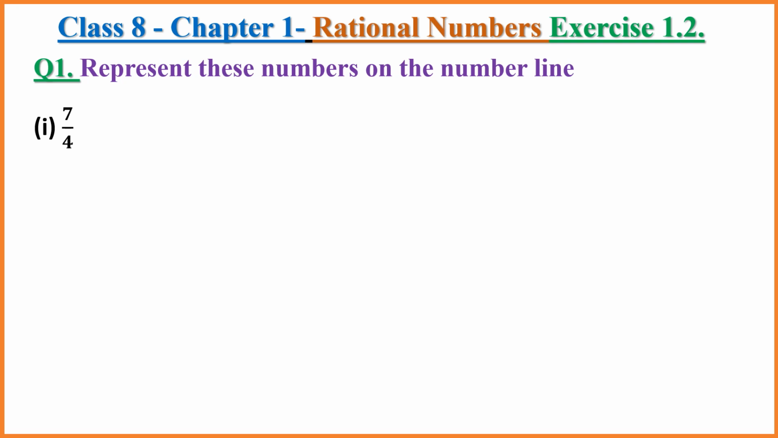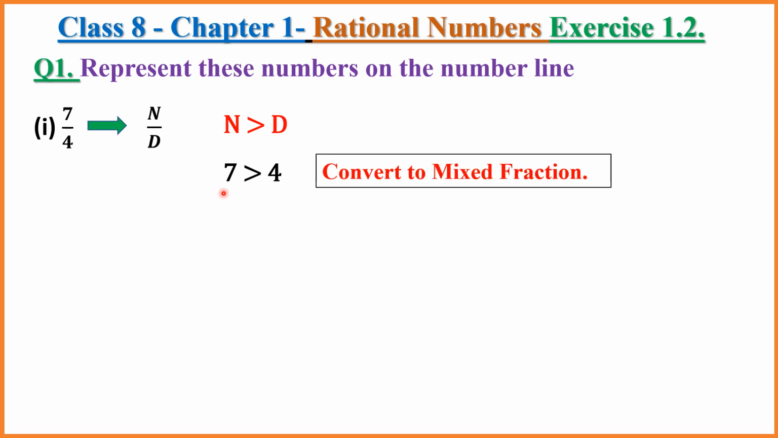Today we shall see class 8, chapter 1, rational numbers, exercise 1.2. Question number 1. Represent these numbers on the number line. First question is 7 by 4. Children, whenever a question is given, first you have to see the numerator and the denominator. If numerator is greater than denominator, that is, in our question 7 is greater than 4, so we have to convert into mixed fraction. That is, we have to divide and write in the mixed fraction.